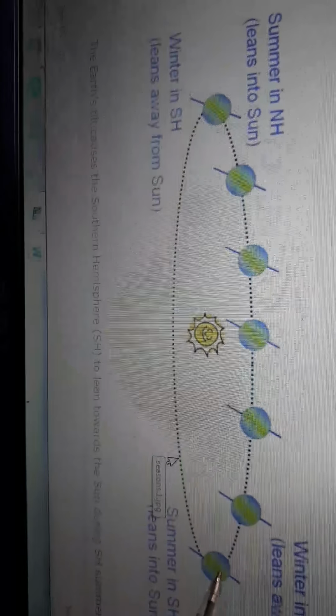What I'm going to do is show you this little diagram. The Earth is tilted at an angle of about 23.5 degrees. We're obviously in the northern hemisphere. If I look here, the northern hemisphere is tilted away from the Sun. When it's tilted away from the Sun, we end up with winter. That means the southern hemisphere is tilted towards the Sun, so the southern hemisphere gets their summer.